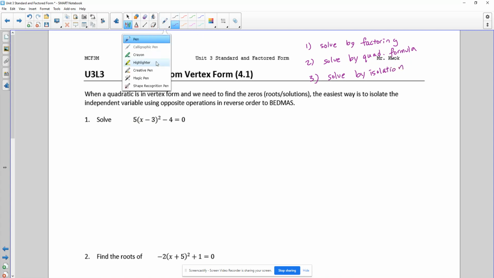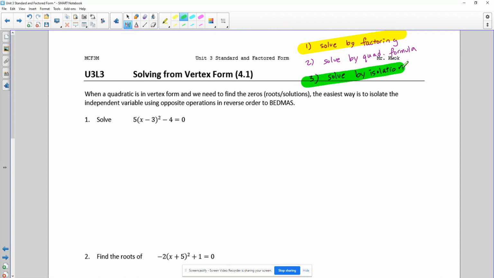Now, I've already covered solve by factoring. Today, what we're going to do is cover solve by isolation. Okay. So over here, we have the vertex form: 5(x minus 3) squared minus 4 equals 0. When you're solving by isolation, all you're doing is rearranging the terms and trying to isolate the x alone. Okay, I'm going to show you how to do that right now.